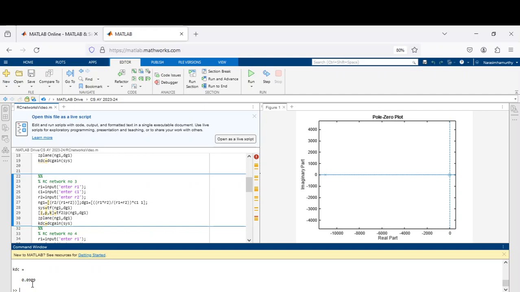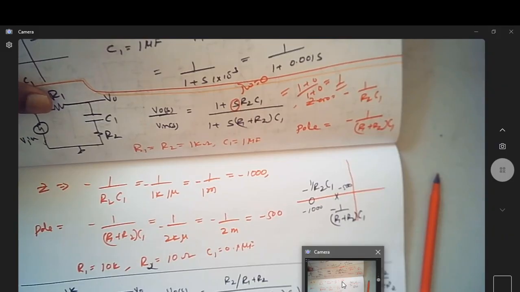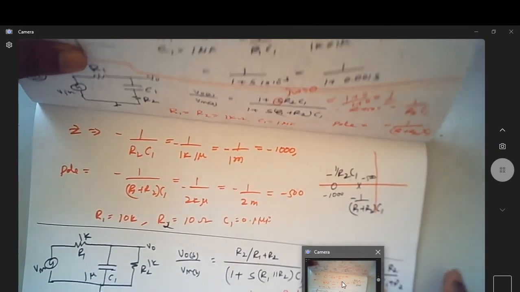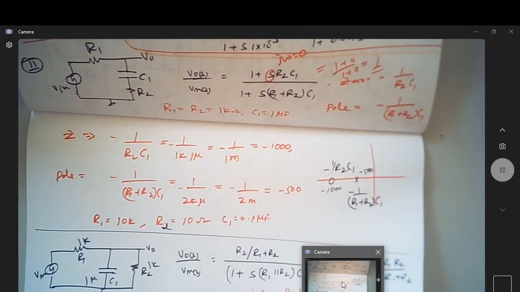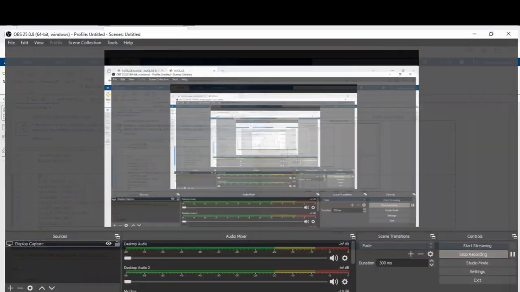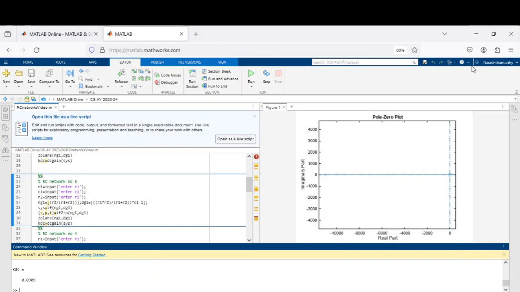0.1 by 1.1, sorry, 0.1 by 1.1. So 0.1 by 1.1 happens to be this. So what you have now is 100 divided by 1100, which happens to be 1 by 11. So 1 by 11 is this value. So this way we are able to find out the DC gain of different circuits. DC gain typically corresponds to the output when the frequency is 0. Okay, this is going fine.